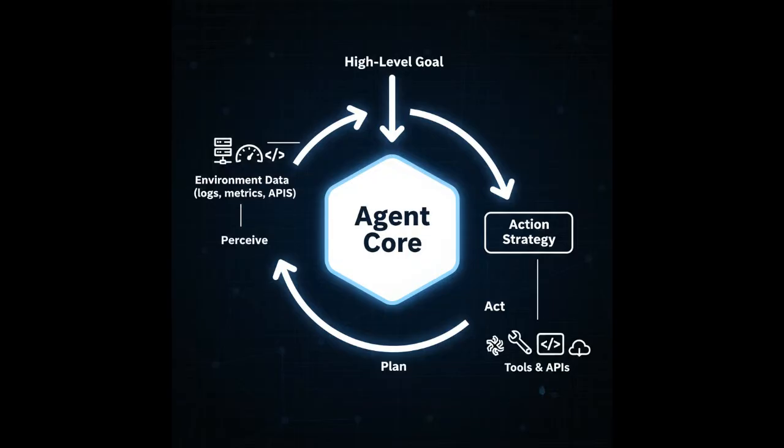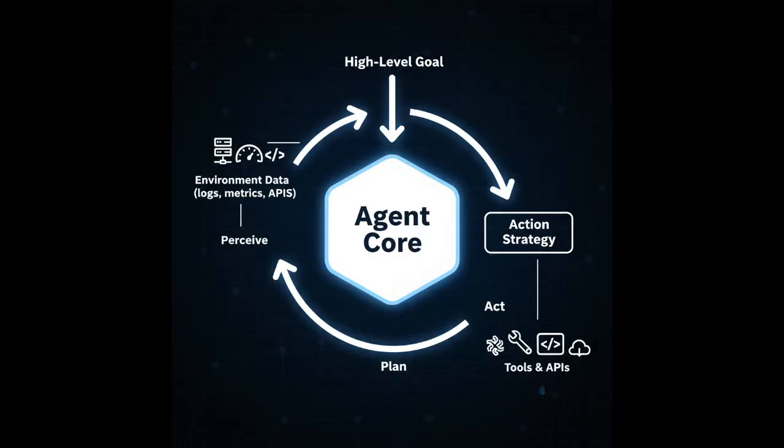There are three pillars to this. First, goal orientation. An agent is given a high-level objective, not a list of steps. For example, instead of "execute these API calls in this order," the goal is "procure the most cost-effective compute resources for this workload." Second, autonomy. The agent has the freedom to devise and execute its own plan to achieve that goal. It can select tools, sequence actions, and adapt its strategy without human intervention.